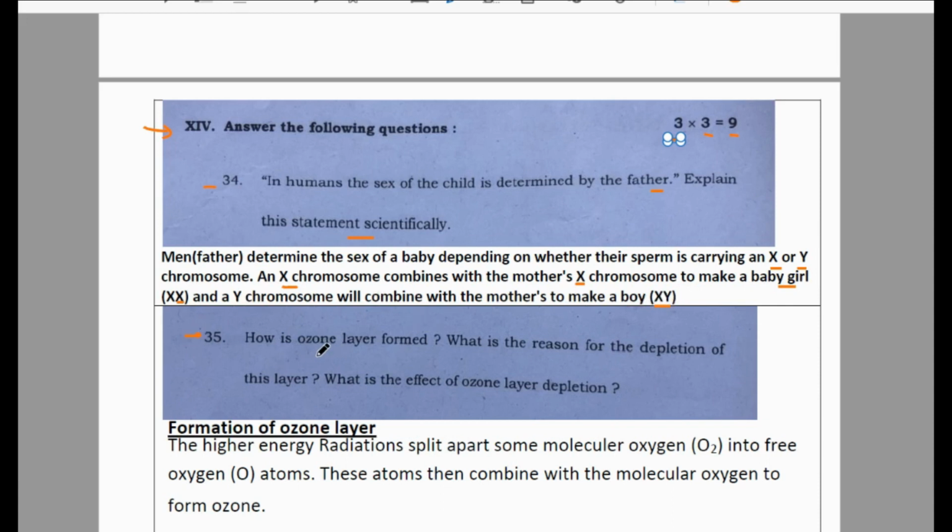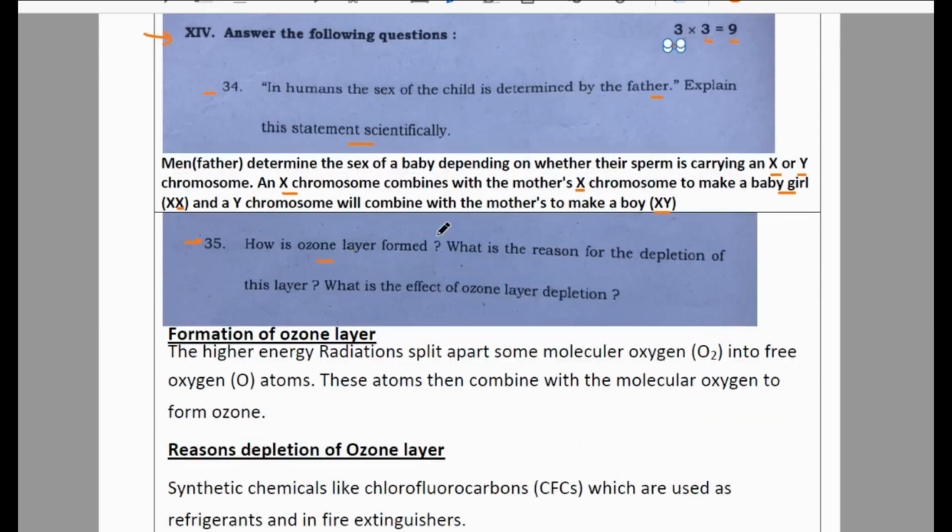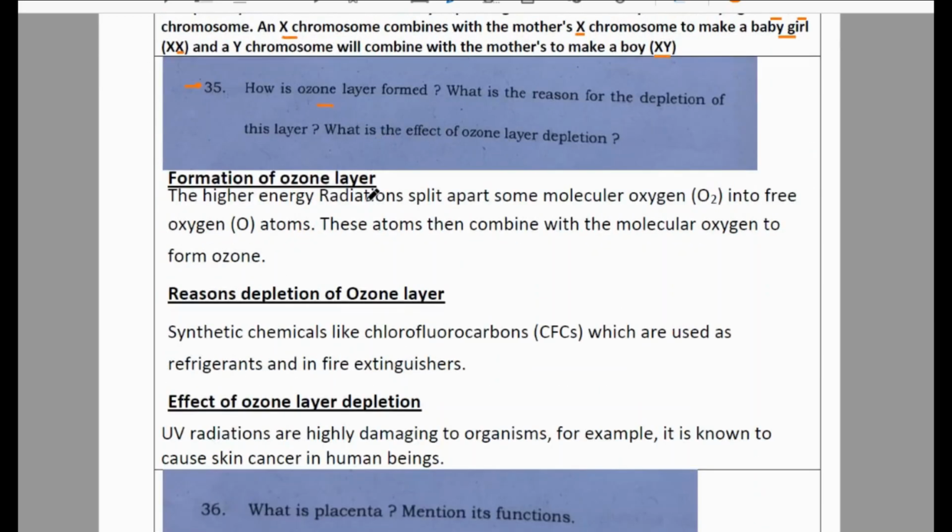35th question, how is ozone layer formed? What is the reason for the depletion of this ozone layer? What is the effect of ozone layer depletion? Formation of ozone layer. The higher energy radiation splits apart some molecular oxygen O2 into free oxygen O. These atoms then combine with molecular oxygen to form ozone.